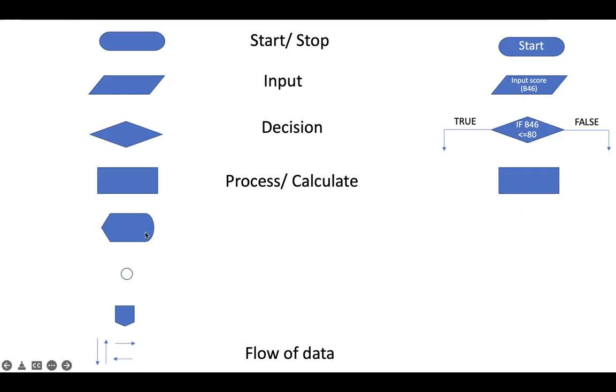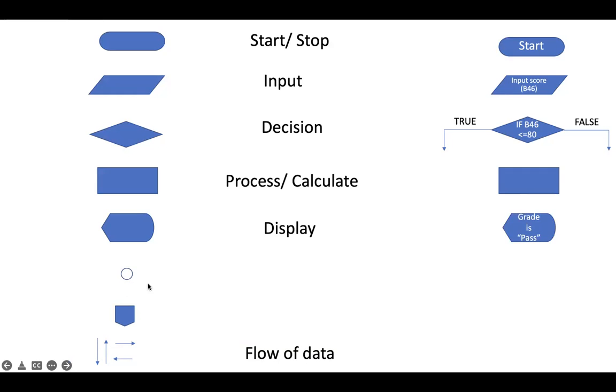The next one is the pencil shape here. We call this symbol display. If you want to display, for example, that this student gets A grade, you type the text in quotes in the display box. In this example, grade is pass, something like this.